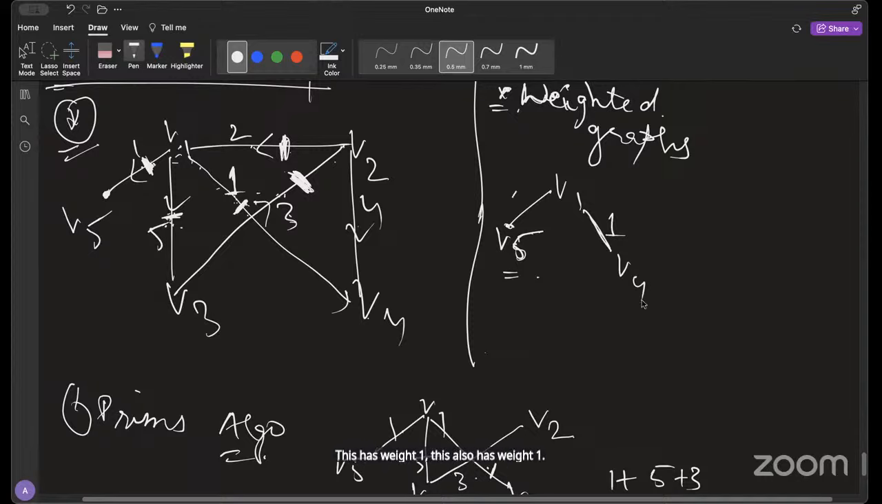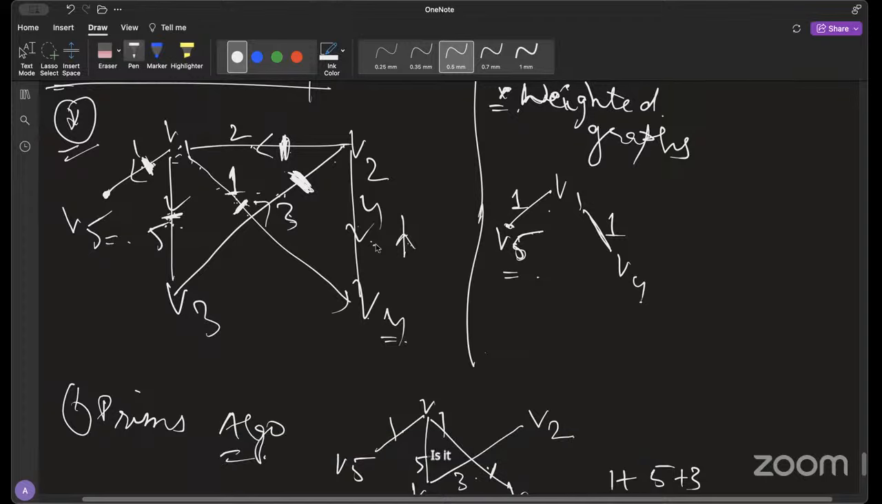This has weight 1, this also has weight 1. And then you go to V4, and unfortunately V4 does not have an outgoing edge. Otherwise, if this graph had this direction instead, then you would have to choose this one. You would be left with no choice and you will have to choose this one.